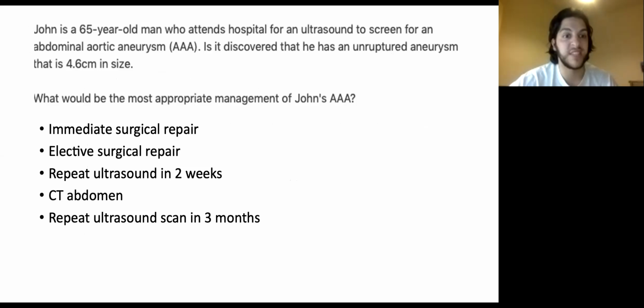So John is a 65-year-old man who attends hospital for an ultrasound scan to screen for a AAA. It's discovered that he has an unruptured aneurysm that is 4.6 centimeters in size. What would be the most appropriate management of John's AAA?